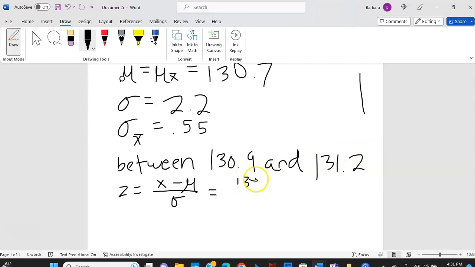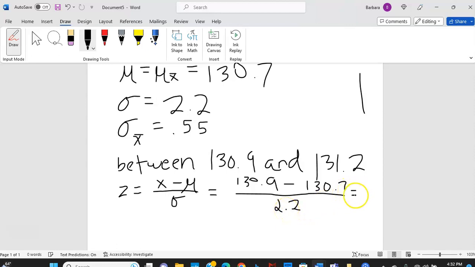We want to take 130.9, and I apologize for my really bad writing, trying to write with the mouse on the screen. Minus the mean, which was 130.7. And that goes over our standard deviation of 2.2. Now notice that I'm using the first standard deviation that we got, the initial standard deviation that we were given.